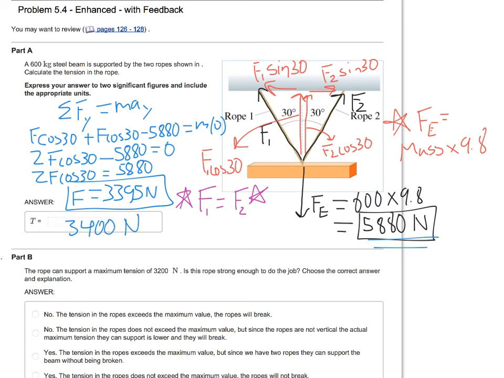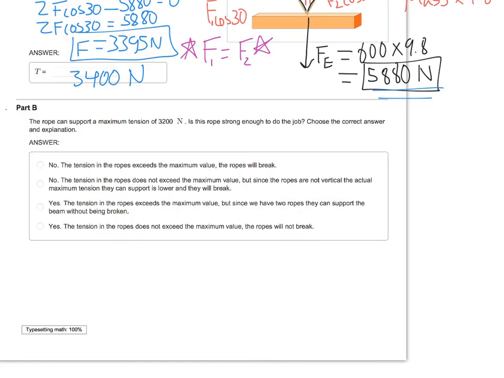All right. The next question, the second part of this: the rope can support a maximum tension of 3,200 newtons. Is the rope strong enough to do this job? The answer here is no. We need 3,400, and they only have 3,200. The tension exceeds the maximum value.